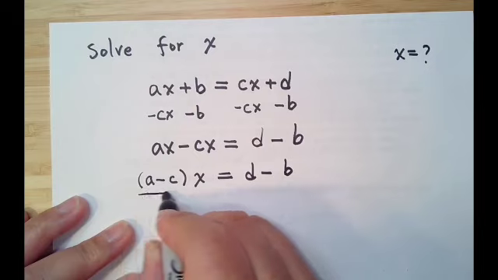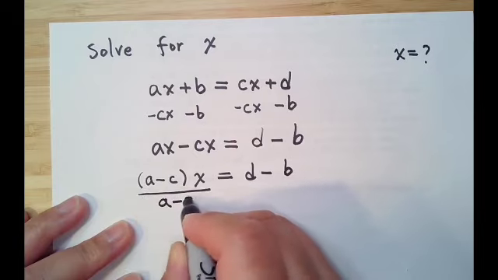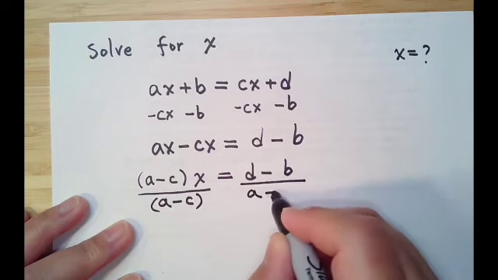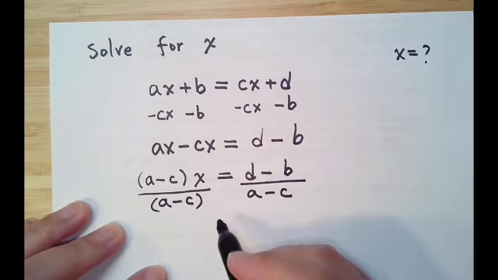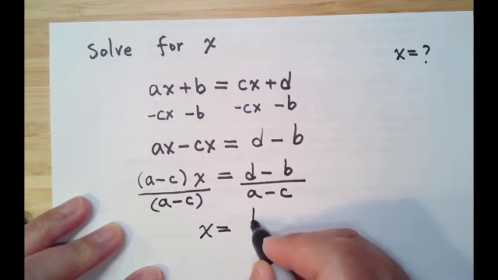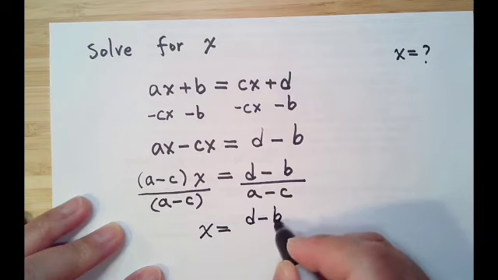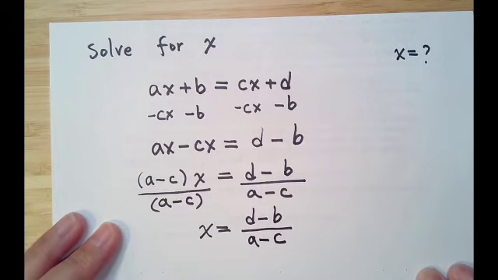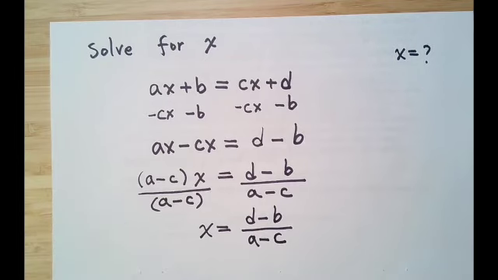Then the next step I'm going to divide by a minus c, divide by a minus c. Okay, and that cancels out. So my answer x will be d minus b over a minus c. All right, whew, this is good. Okay, now we solved it.